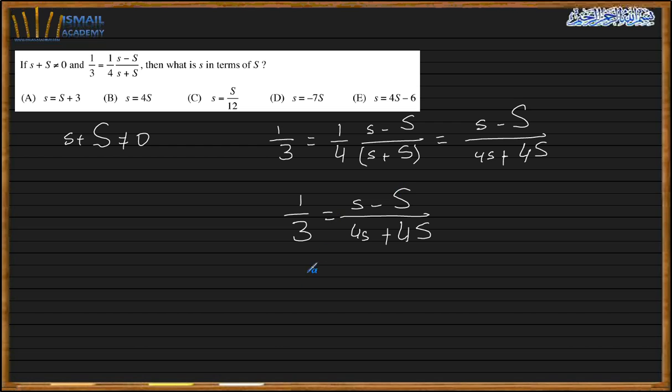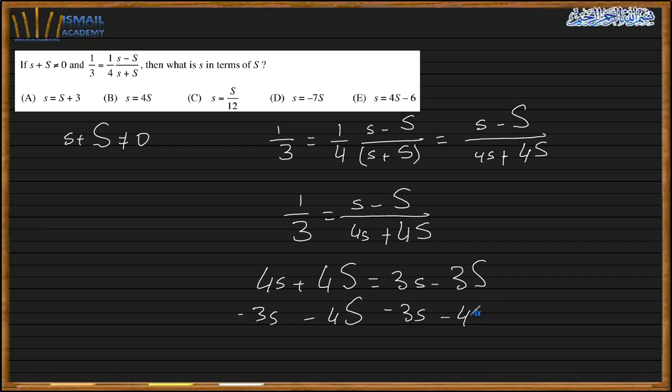I cross multiply, so I got 4s plus 4S equal 3s minus 3S. So minus 3s, minus 4S. So this cancels out. This is small s equal 7 big S, which is D.